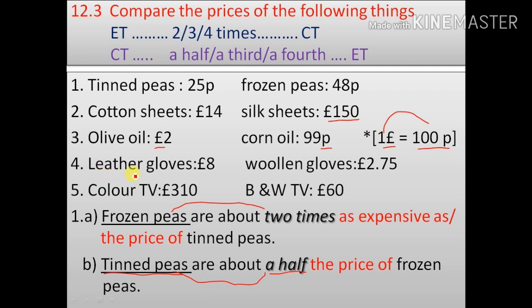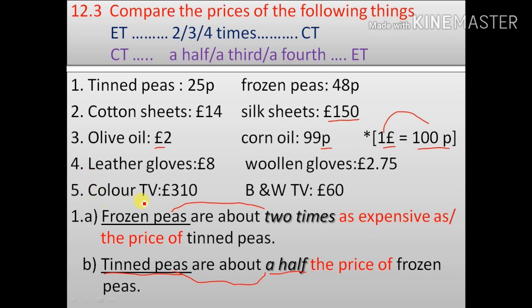Similarly, leather gloves 8 pound, woolen gloves 2.75 pounds. Okay, so let's begin with the expensive thing, leather gloves. Leather gloves are about 3 times as expensive as woolen gloves, or let's begin with the cheap thing. Woolen gloves are about a third the price of leather gloves.